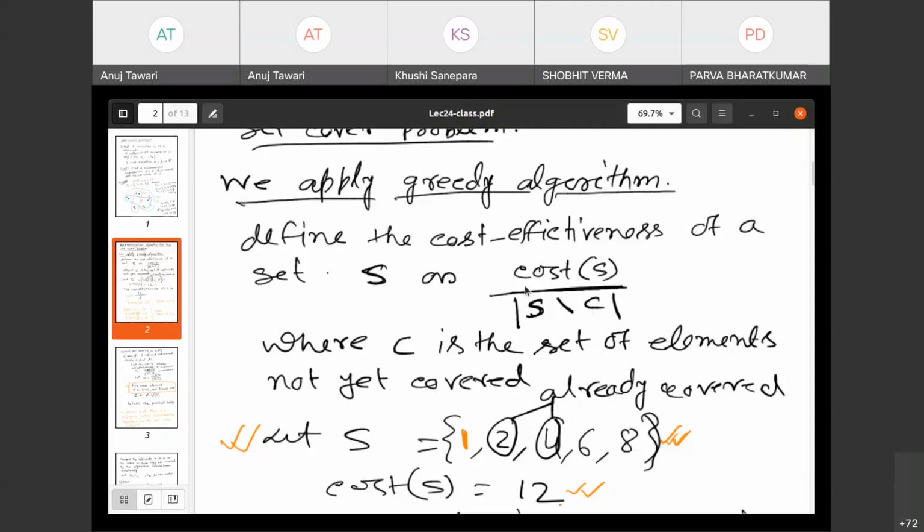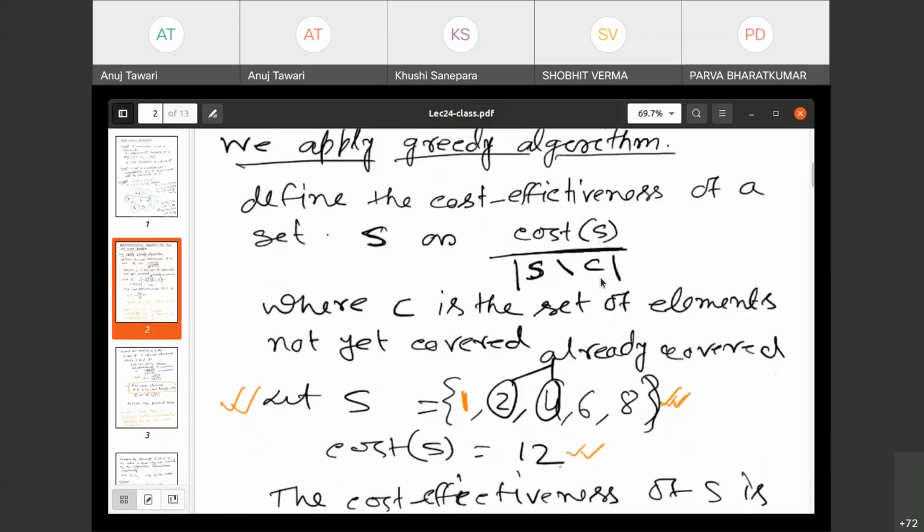So if this ratio is minimized, then we get both these conditions, that S minus C is very large and cost of S is small. So that's what we call the cost effectiveness of this set S. And then we will use whatever sorting you want to do based on this cost effectiveness. So both the conditions will be achieved.